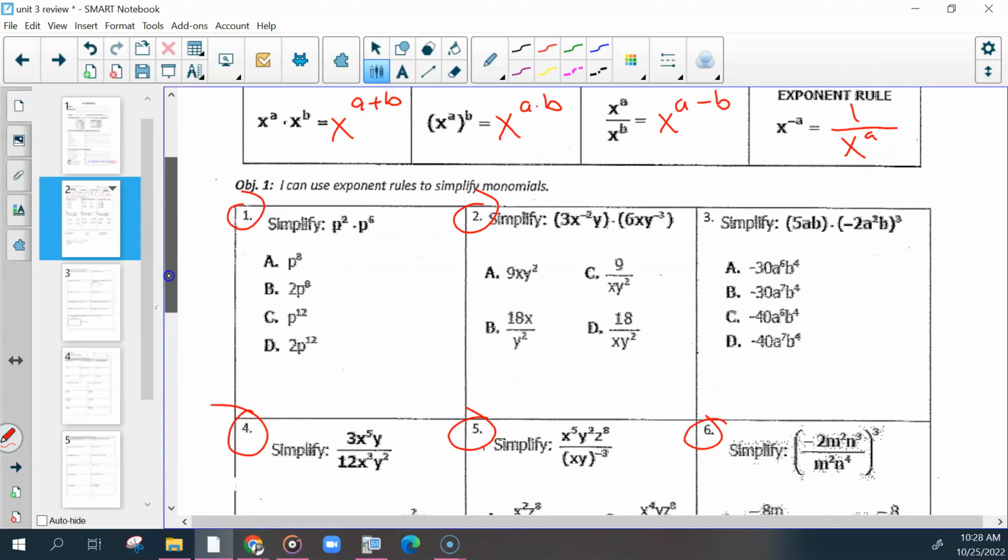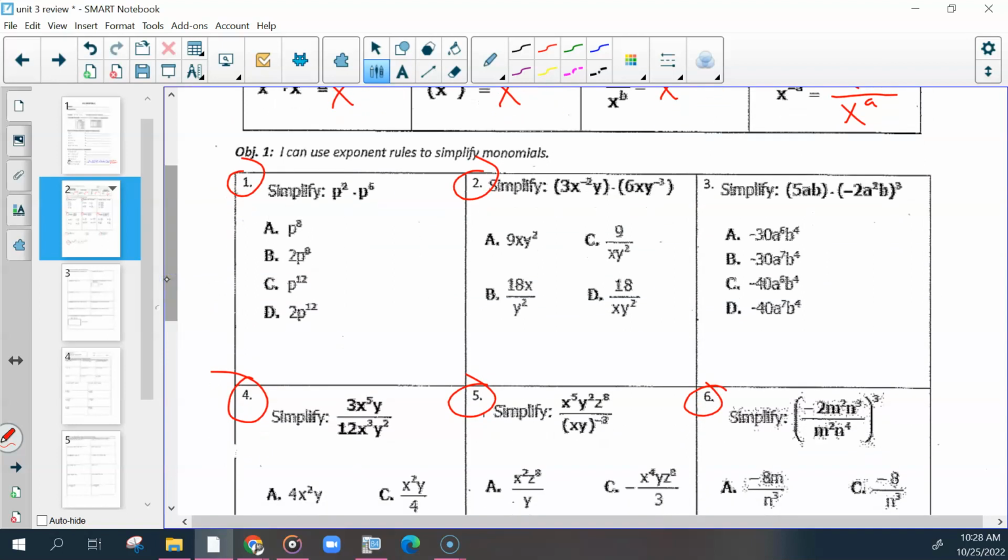Anyway. So starting with number 1, you are multiplying like bases. So we are adding the exponents. So anything that has actual numbers, we shouldn't have because we didn't have actual numbers in our problem. So would this be A or C? A, because we're adding, not multiplying. We're multiplying our bases, but not our exponents.